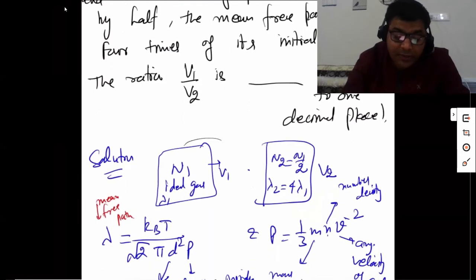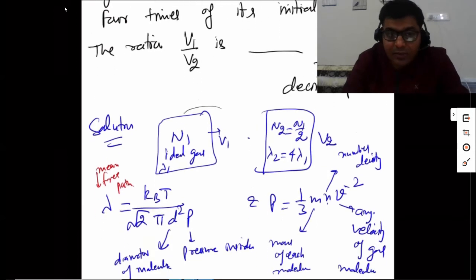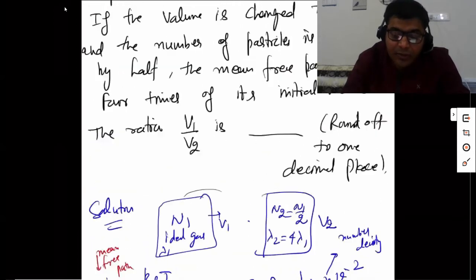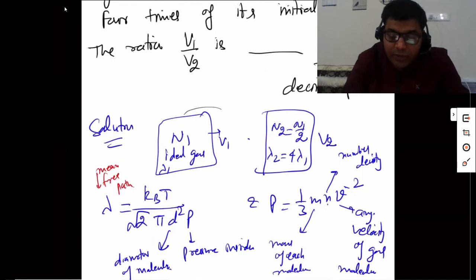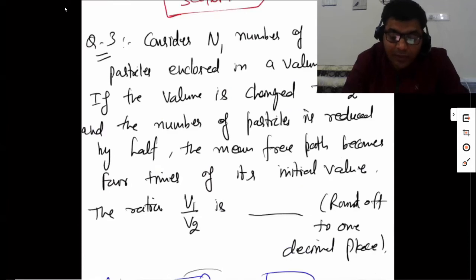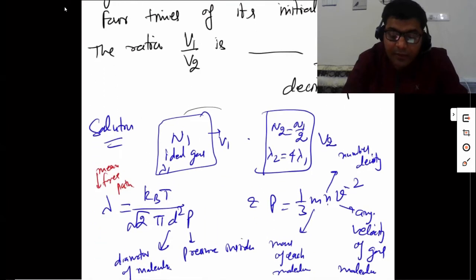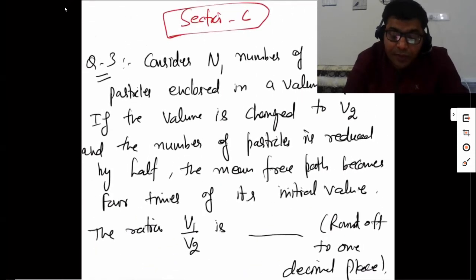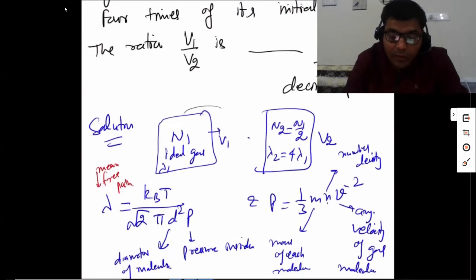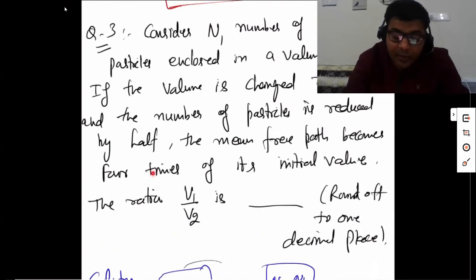Okay, so let's consider, for example, the ideal gas. This is the ideal gas contained in this container of volume V1, with some number of molecules, and the mean free path at this particular temperature, let's say, is lambda 1. Temperature is not going to change, rather they have changed the volume to V2, and they have also changed the number of molecules. So this is reduced by half, and the mean free path, as they have told, is 4 times lambda 1, the initial value.